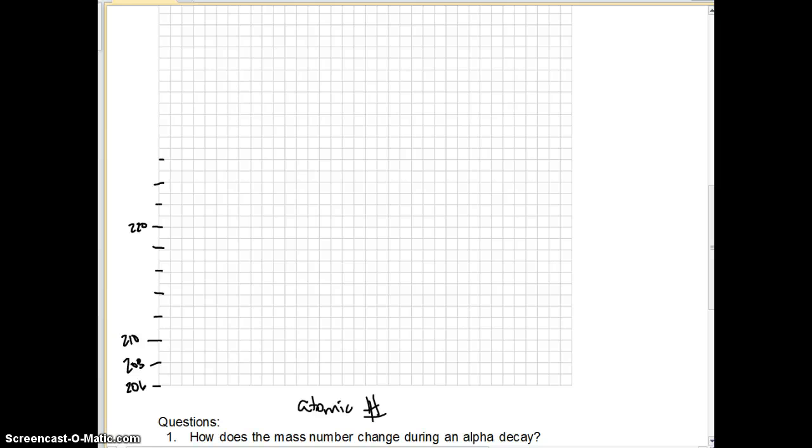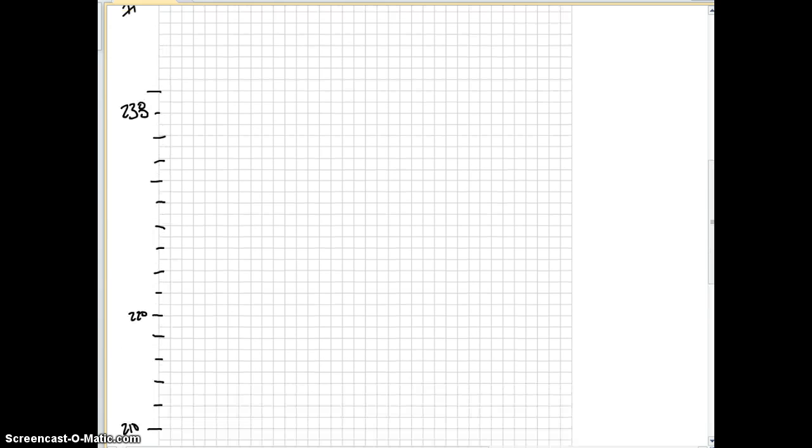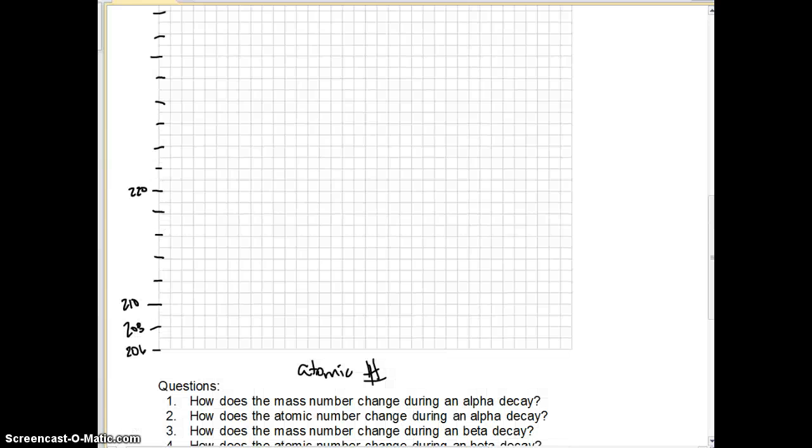22, 24, 26, 28, 30, 32, 34, 36, 38. So there's going to be my 238, and I think that should give me a pretty good graph. 240. It's going to be right there for those guys. Okay, so again, on my vertical axis, every box was 1, every 2 boxes is 2.